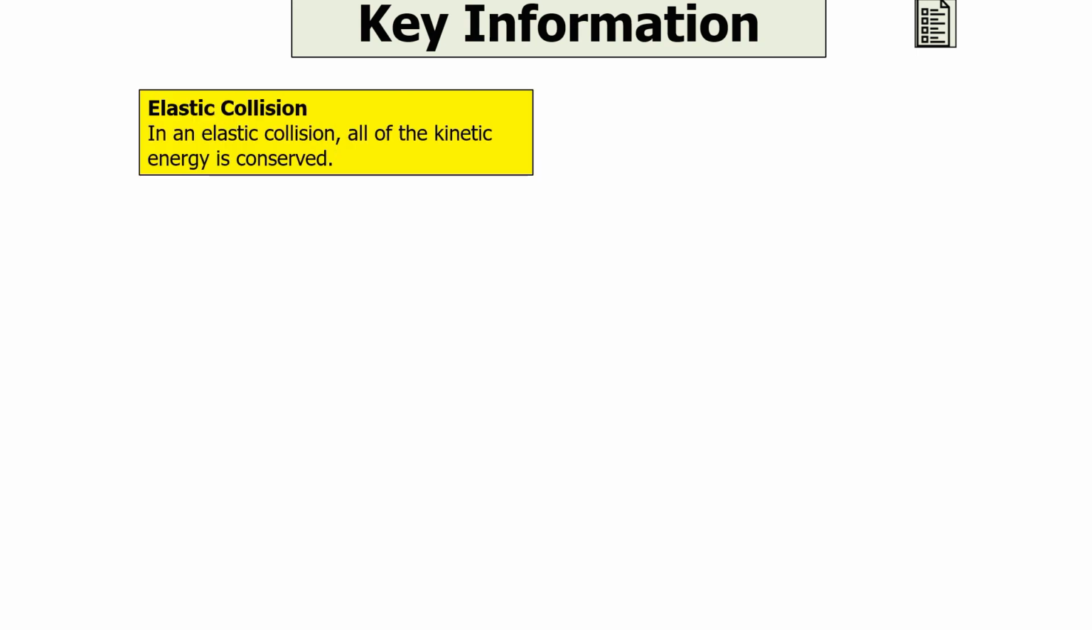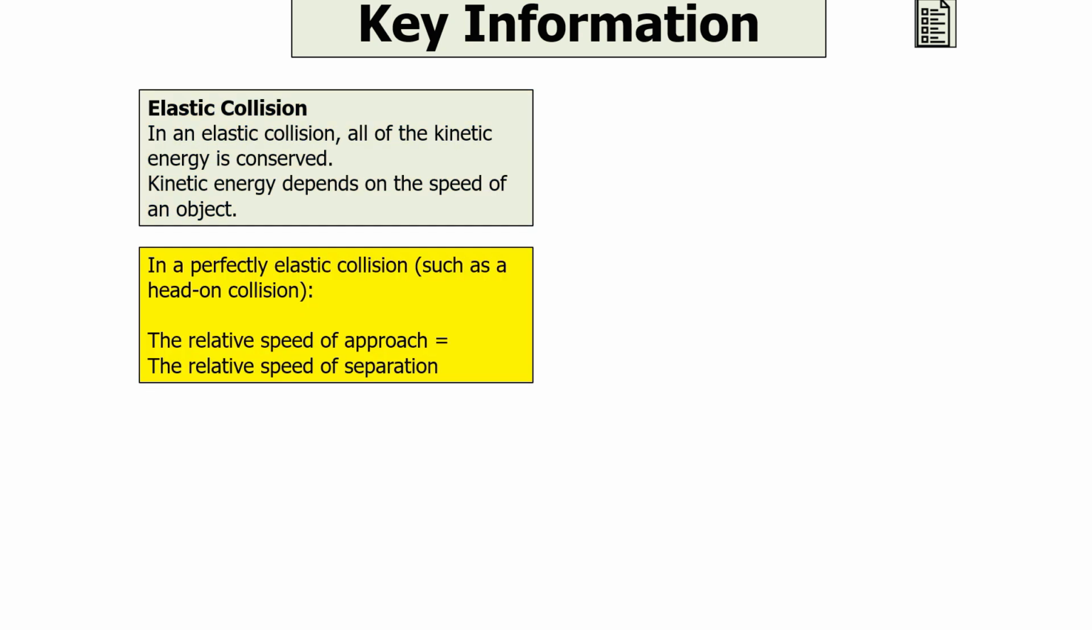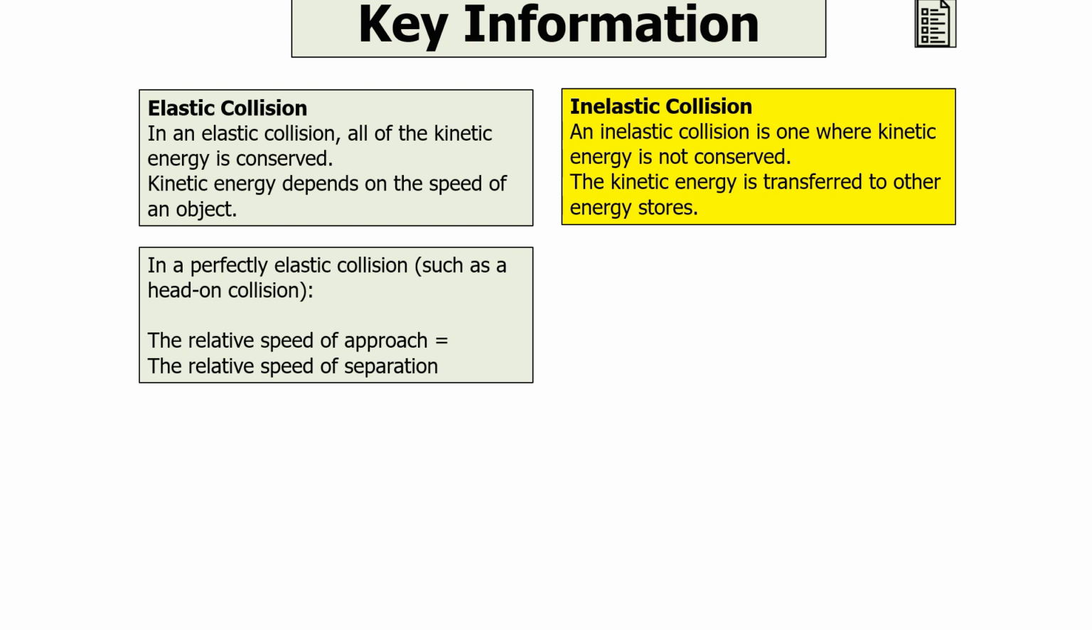So, in an elastic collision, all of the kinetic energy is conserved, and the kinetic energy depends on the speed of the object. This allows us to determine that in a perfectly elastic collision, such as a head-on collision, the relative speed of approach will equal the relative speed of separation. Now, an inelastic collision is one where kinetic energy is not conserved. The kinetic energy is transferred to other stores.